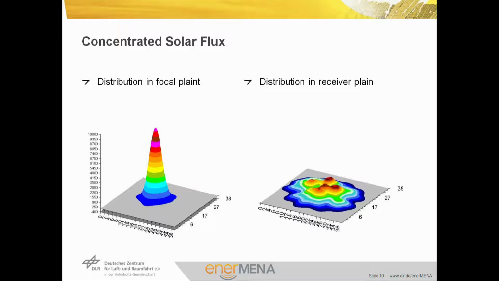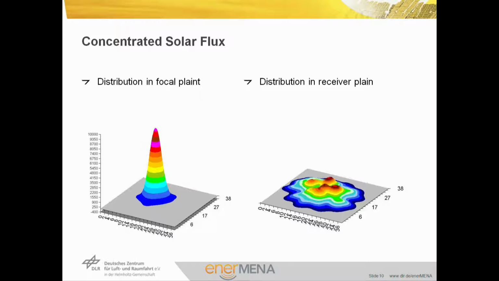In the right figure, you can see the intensities in an area behind the focal plane, where we normally place the absorber of the Stirling engine. The energy density in the focal plane is too high and we would burn the material of the receiver immediately. That's why we have to place it in an area with lower flux densities.